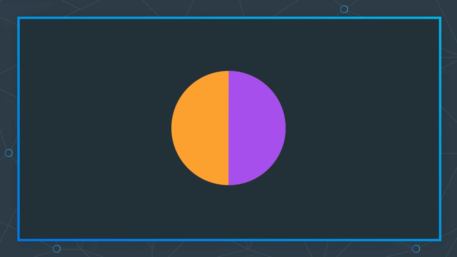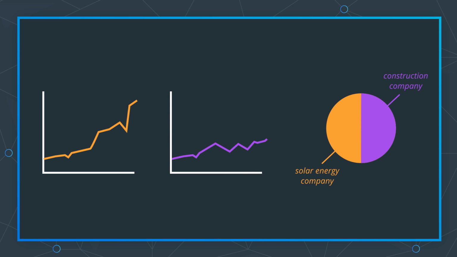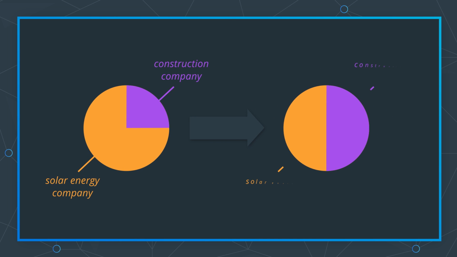For example, say we started with a strategy in which we wanted to invest 50% of our portfolio in a solar energy company and 50% in a construction company. Let's say the solar energy company does really well and its value appreciates such that the shares we've invested in it now represent 70% of the value of our portfolio. If we wanted to return to the 50% in the solar energy company and 50% in the construction company, we'd sell some shares of the solar energy company and buy some shares of the construction company to bring us back to 50-50.